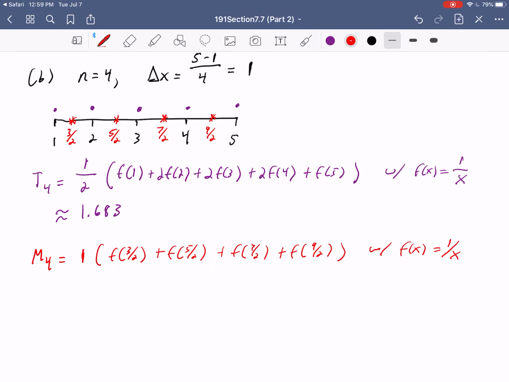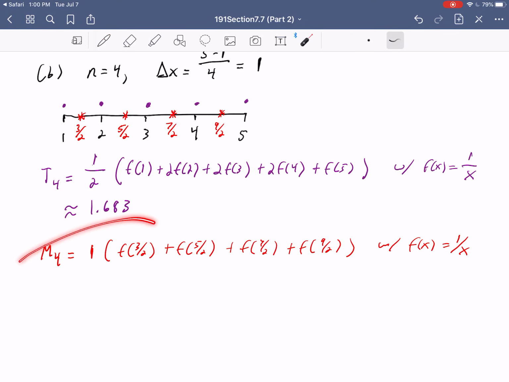Again, this would be a totally sufficient way if we just needed to write down but not evaluate the expression. In this case, though, we do want to come up with our actual approximation here. So this is going to be 2/3 plus 2/5 plus 2/7 plus 2/9. And if we put all that together, it looks like that should come out as about 1.575. So there we go. There's our approximations, T4 and M4 in this situation here.